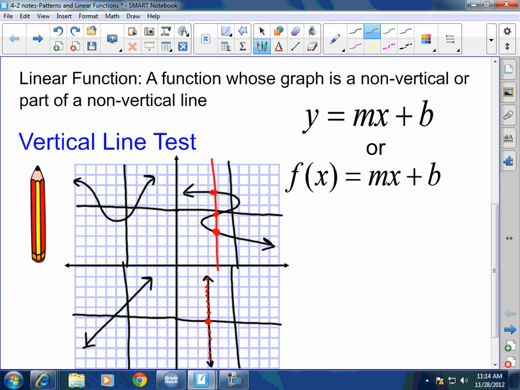Now, with that in mind, let's read this definition. A linear function is a function whose graph is a non-vertical line or part of a non-vertical line. So a linear function is basically any straight line as long as it's not vertical. A vertical straight line is not linear. It's not a function at all.